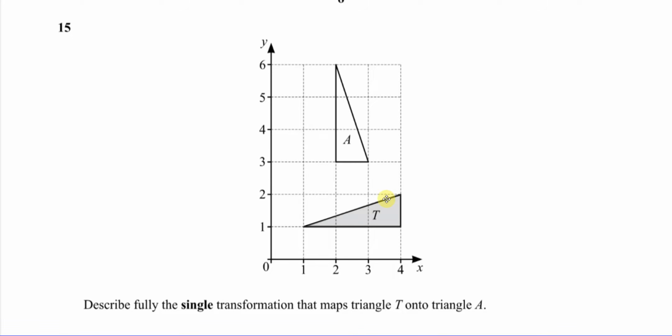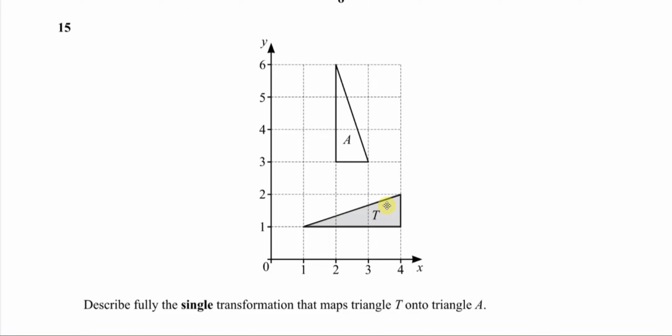Now what we can see very clearly is that some sort of rotation has taken place. If we rotate this where it is, we're going to get a shape that looks like that, exactly the same as A. So there's definitely a rotation, but it has taken place about a particular center. There's a point that we have to find.